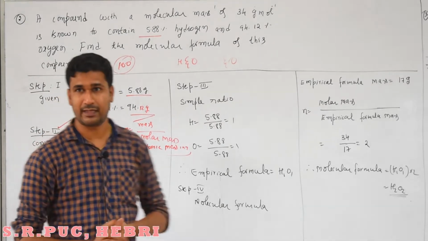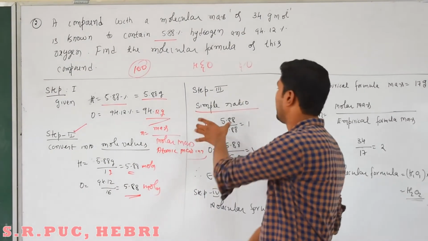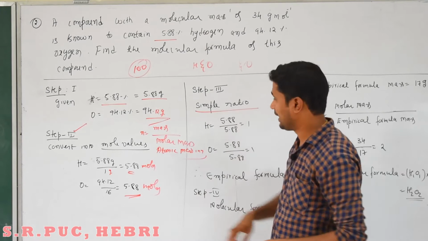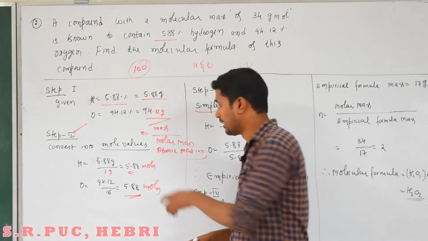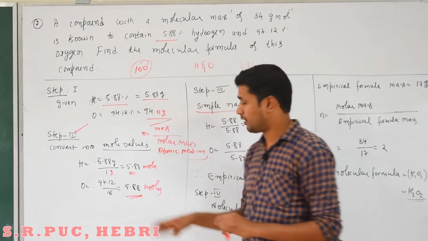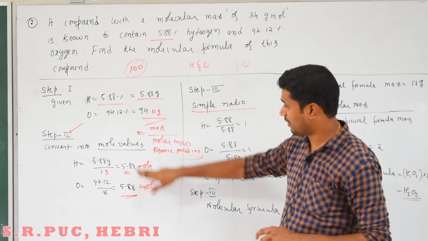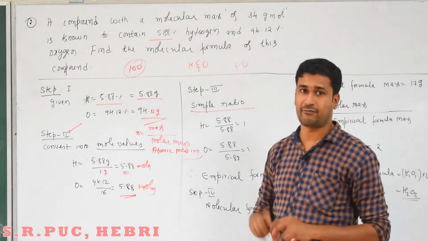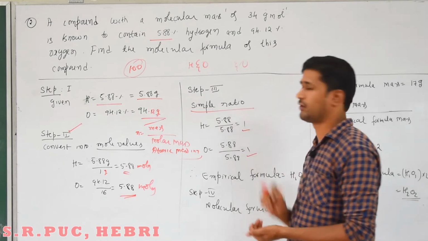Next, step number 3, we have to get the simple ratios. How do you calculate it? Simple ratios can be calculated by dividing each mole value by the smallest number among these. Here both the mole values are equal, 5.88, so you divide these two mole values by 5.88 and you get the simple ratio as 1. This is also equal to 1.